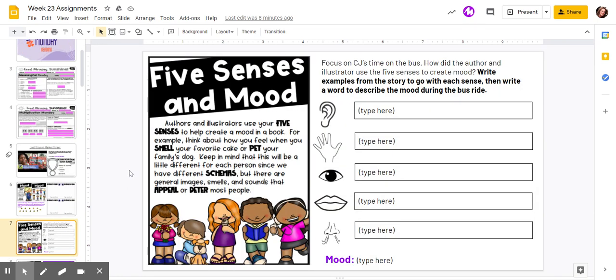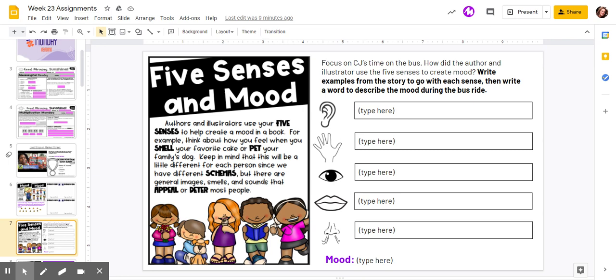Okay, so another way that we figure out the mood in a story, or just in life in general, is through our senses. So authors and illustrators use your 5 senses to help create a mood in a book. For example, think about how you feel when you smell your favorite cake or pet your family's dog. Keep in mind that this will be a little different for each person since we have different schemas, different experiences. But they are general images, smells, and sounds that appeal or deter most people. So appeal means you like it, and deter means you want to stay away from it.